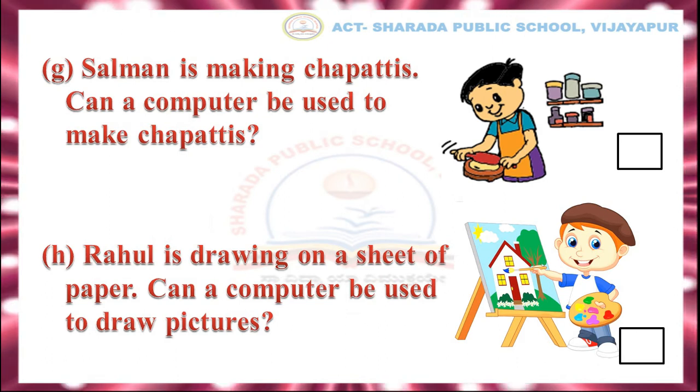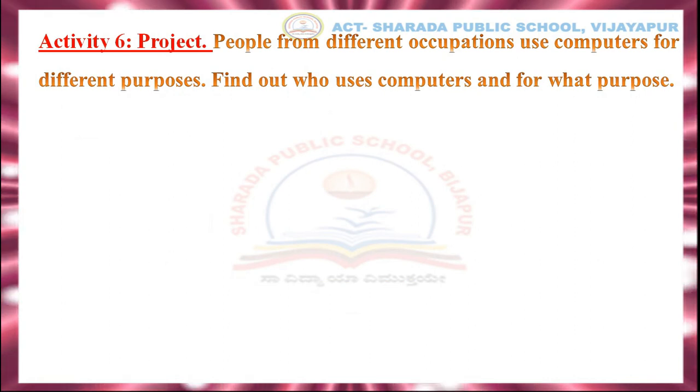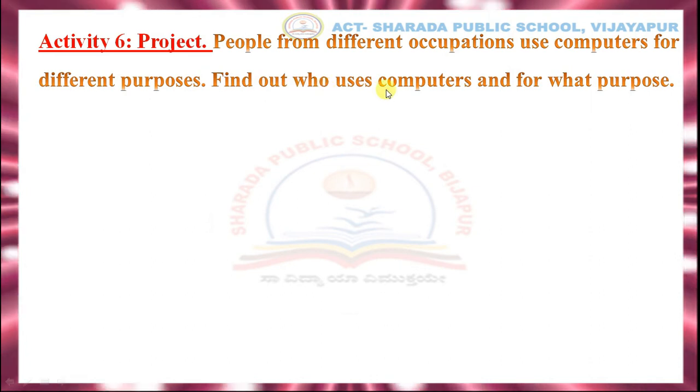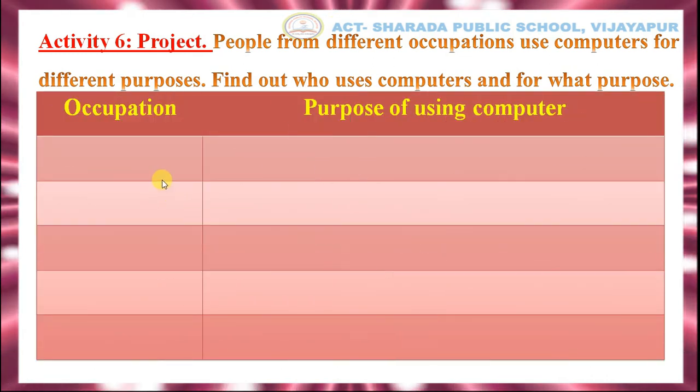Let's move to activity number 6, that is project. People from different occupations use computers for different purposes. Find out who uses computers and for what purpose. Here is a table containing a column, occupation and purpose of using computer. Children, you need to find out who uses computers and for what purposes and write them in the given table.